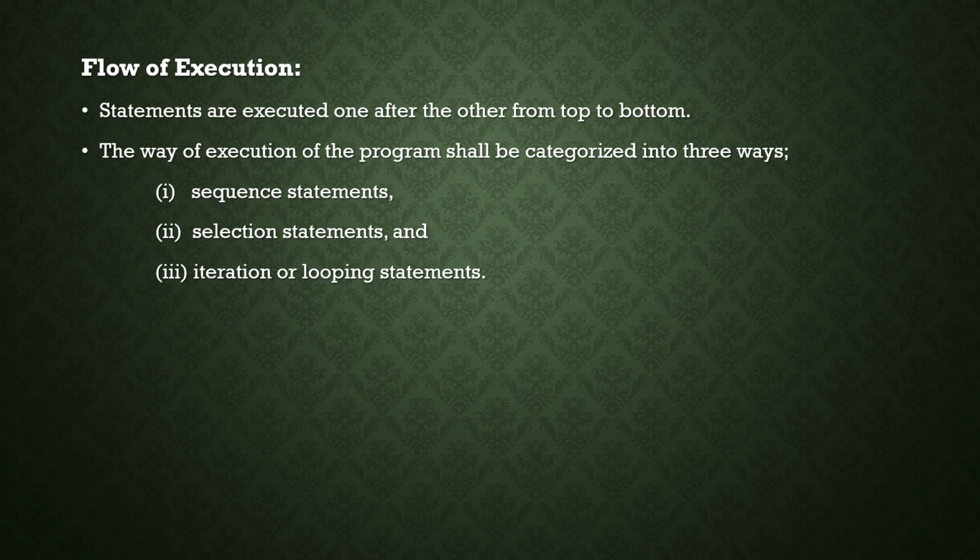The second point is that the way of execution of the program can be categorized into 3 ways. The first one is sequence statement, or we can say sequential. The second one is selection statements. The third one is iteration or looping constructs or looping statements. These 3 points were also explained last year, that means in class 11.